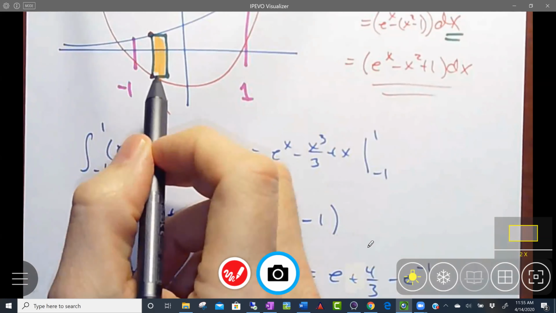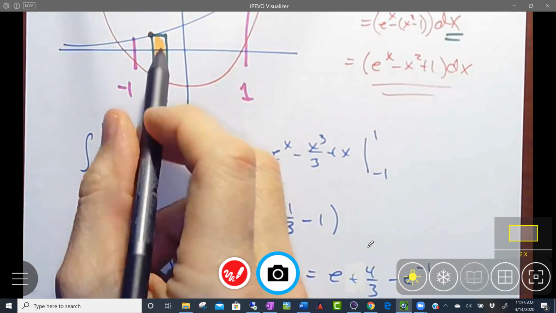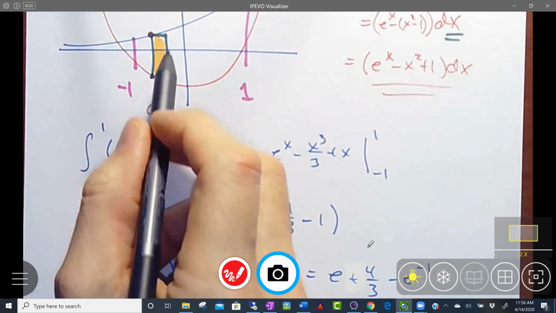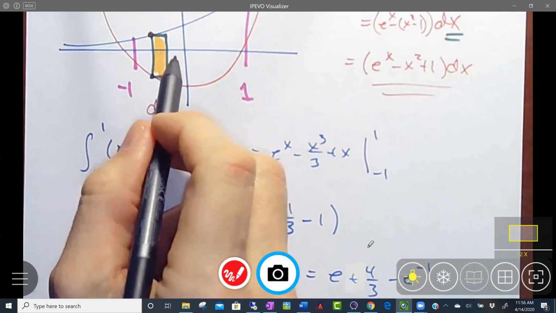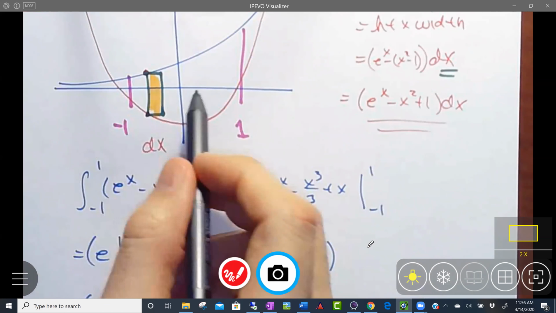I appreciate the question here. What happens is that this is just an approximation for a little bit of the area. And I got to do that for all of these. And what that gives me is a Riemann sum.